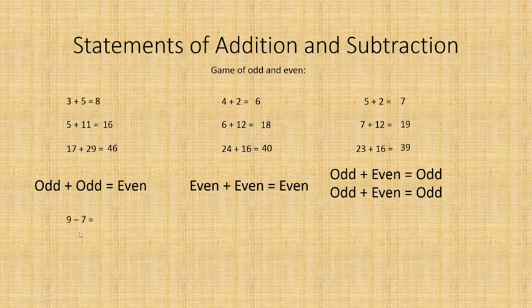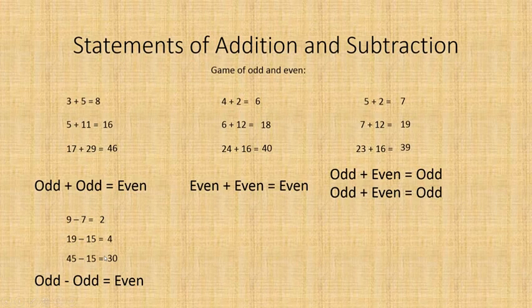And here, the same goes with subtraction. So 9 minus 7 is going to be 2. Here 19 minus 15 is going to be 4, and 45 minus 15 is going to be 30. So if you try to make it a rule, you'll find out that an odd number minus an odd number, the answer is an even number. Try to work this out with all of these three questions, and you will find it's working.